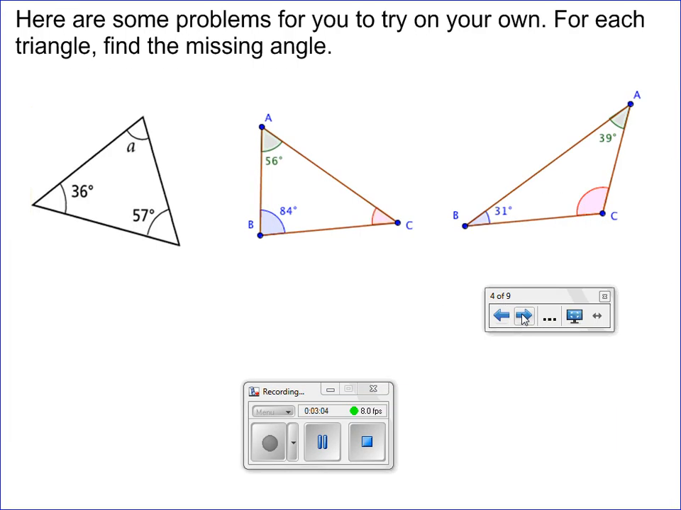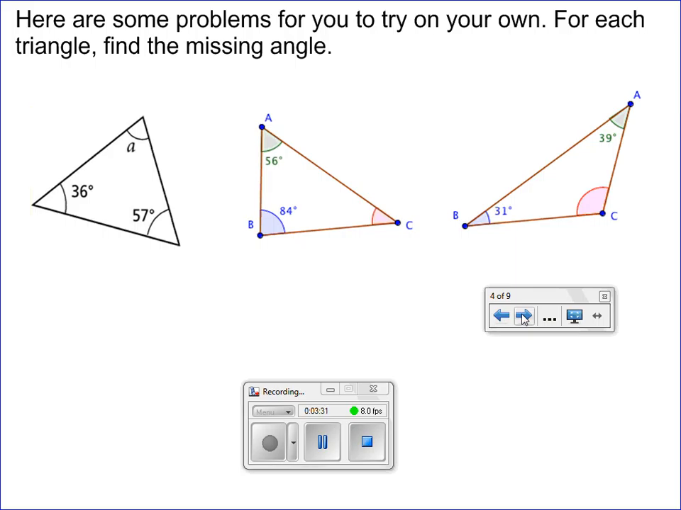Okay, so here are some problems for you to try on your own, and then we'll go over these in our next class. For each of the triangles, find the missing angle using the same method or methods that you saw in the previous slide. So please put the video on pause until you have completed all 3 problems.